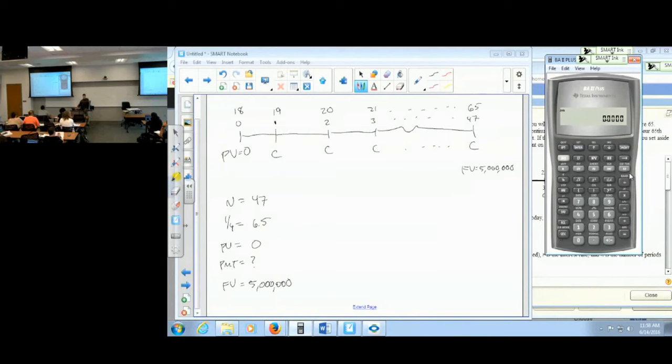Alright, so clear out my time value keys from the previous problem, and put everything in. 47 is in. 6.5 is in for I/Y. 5 million future value.